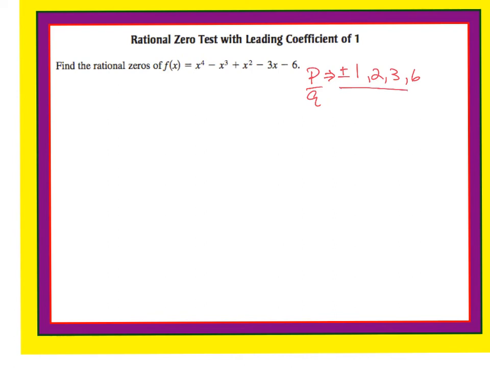What are my q's? 1, right? So that's really nice. So how many options do I have? I have 8 options. All right. So that's not too bad. That's really not that much.